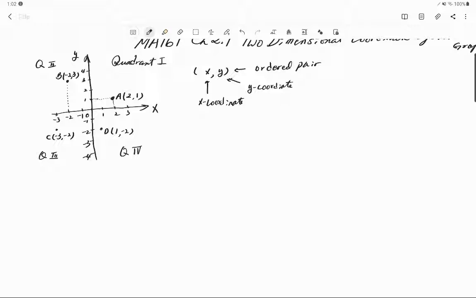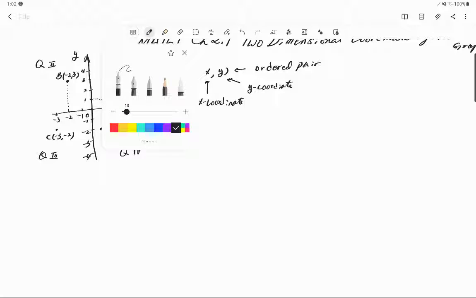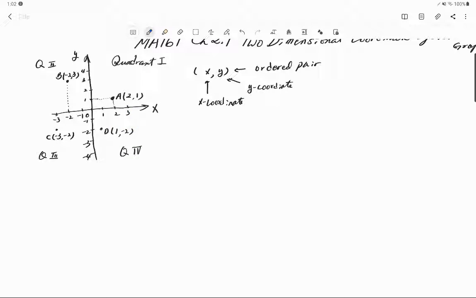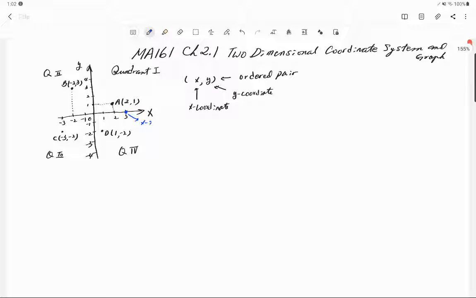All right. Okay, how about the x-intercept and y-intercept? What do we mean by x-intercept and y-intercept? If a point is on the x-axis, we call this an x-intercept. An x-intercept always has a y value of 0.